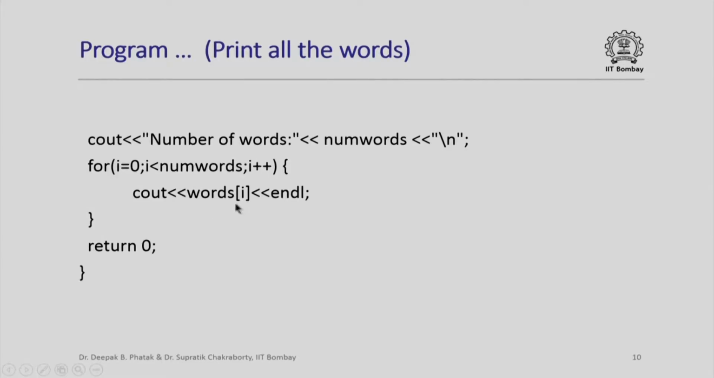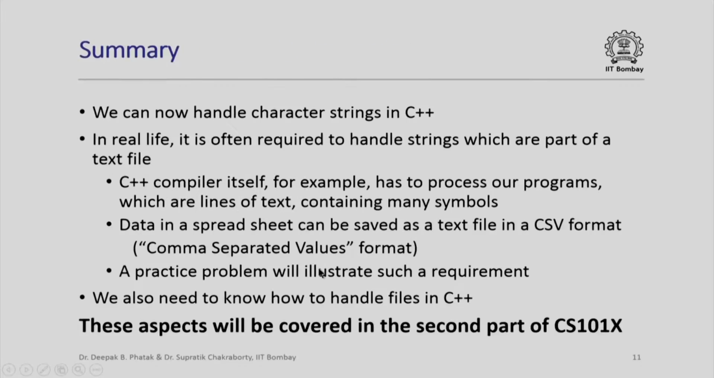Notice that words is a 2-dimensional array, but C++ understands if I just put words[i], that means the ith row. Since the ith row represents a valid string, C++ permits me to use this as if it was a 1-dimensional array with the name words. This will output the ith word. I varies from 0 to num words, and I would have got all my words printed. In summary, we can now handle character strings in C++.